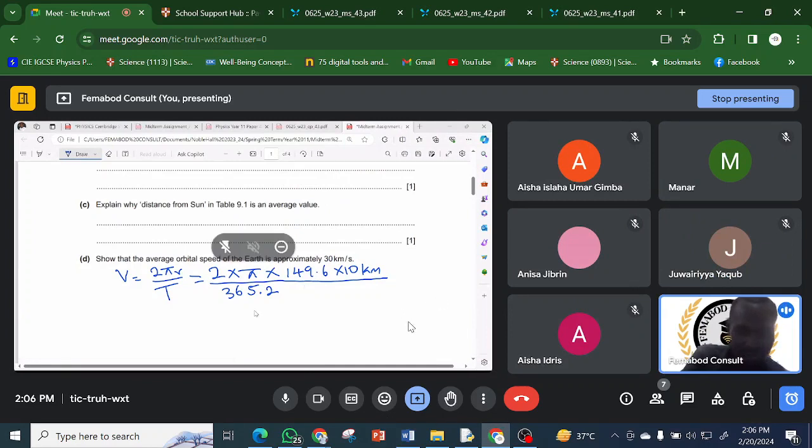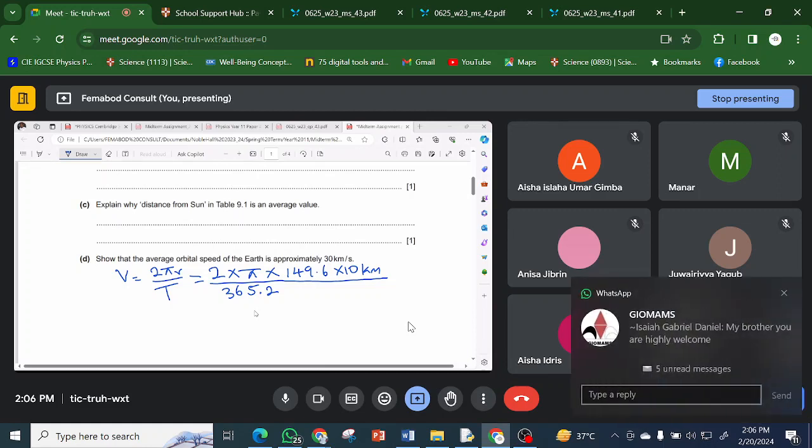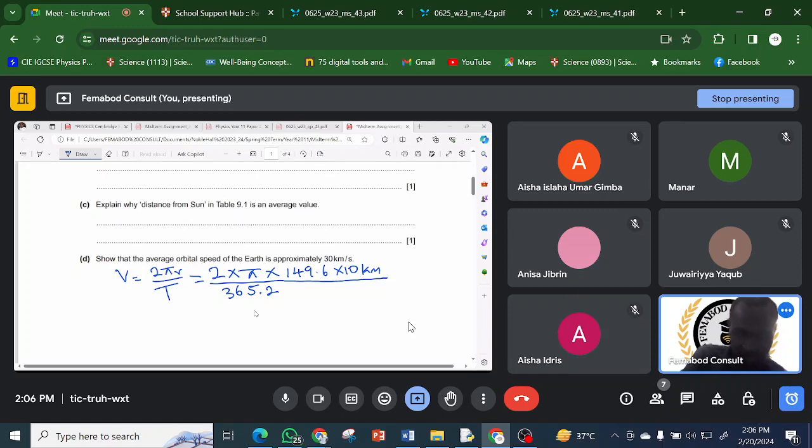How do you convert days to seconds? Who is reminding us? Days to hours to minutes, then to seconds. So what values are we going to use? Days, hours, minutes, seconds.